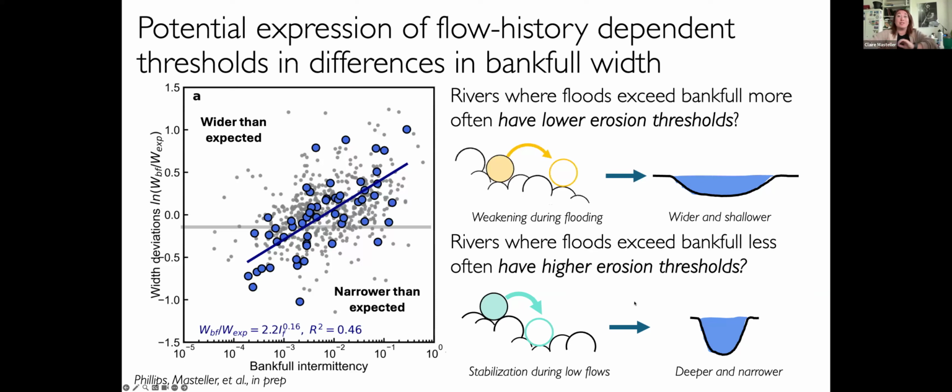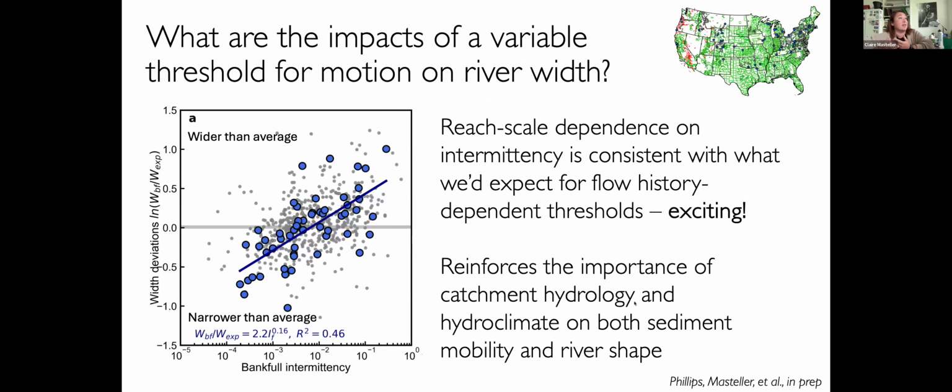And so this is something that we're still working on, but I think it's a really exciting demonstration in that the reach scale dependence on intermittency that we observe here is consistent with what we would expect for these flow history dependent thresholds. It also reinforces the overarching importance of catchment hydrology and hydroclimate, both of which affect sediment mobility at the grain scale, but also impact reach scale morphology and river shape. So we have these influences across scales that are popping up here.